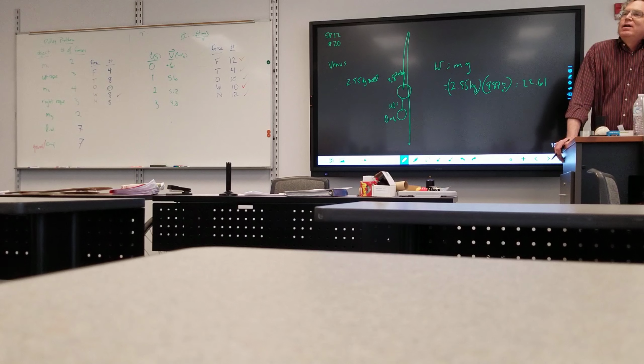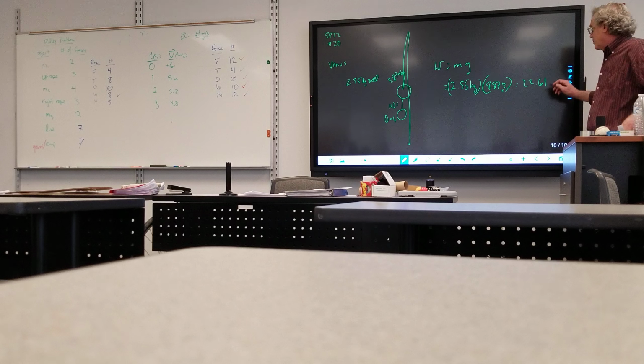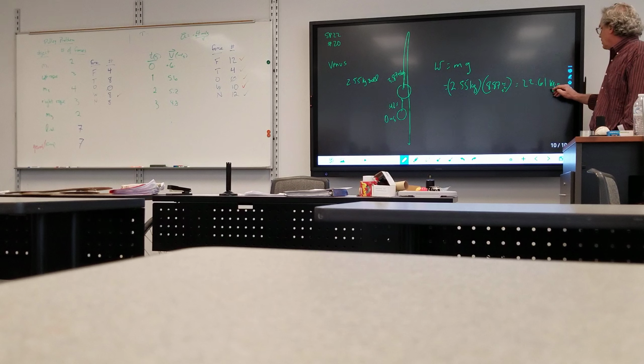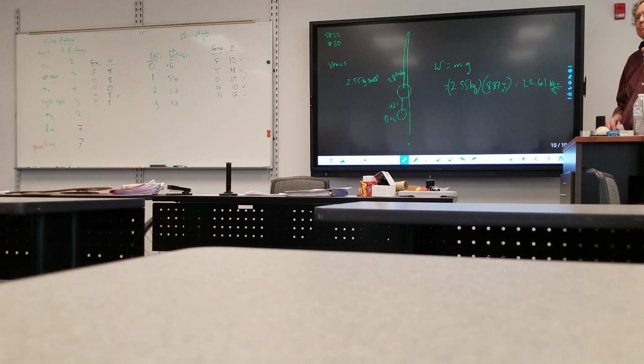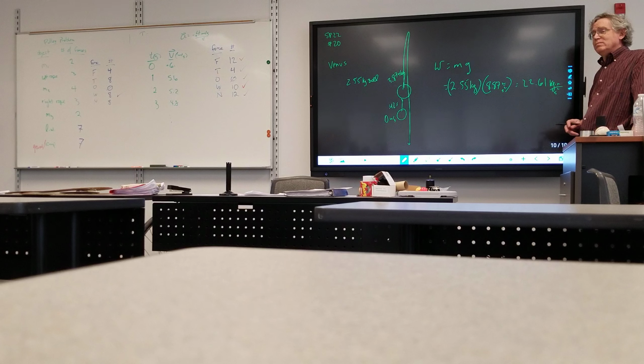We have 2.55 kilograms times 8.87 meters per second squared. Nothing cancels out. Is it kilograms meters per second squared? That, I would accept. What is the kilogram meter per second squared? There is a one-word unit. It begins with an N. Yeah, N.